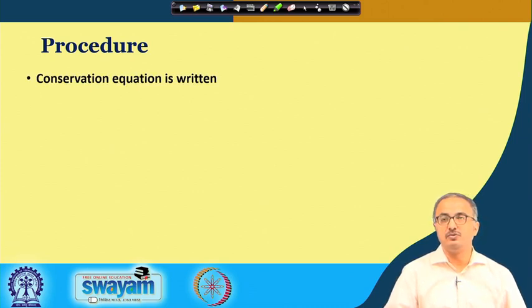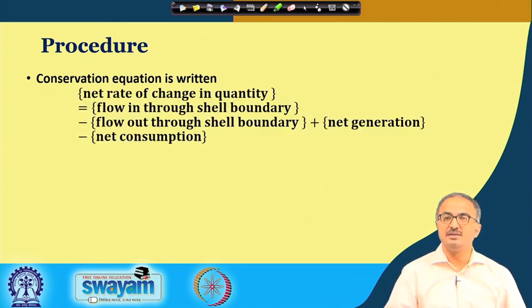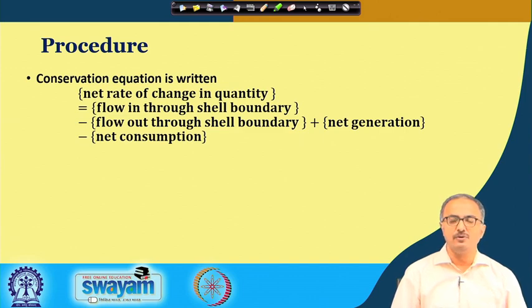And then once we do all this, we go to write the conservation equations. And this is the general conservation equation: the rate of change of any quantity is equal to flow in through the shell boundary, minus flow out through the same shell boundary, plus some net generation and minus some net consumption. So this is what we have seen earlier. And this conservation equation should be remembered, because even if you forget something here and there during your solution, if you remember this basic concept, perhaps you can derive many of the equations right on the spot.